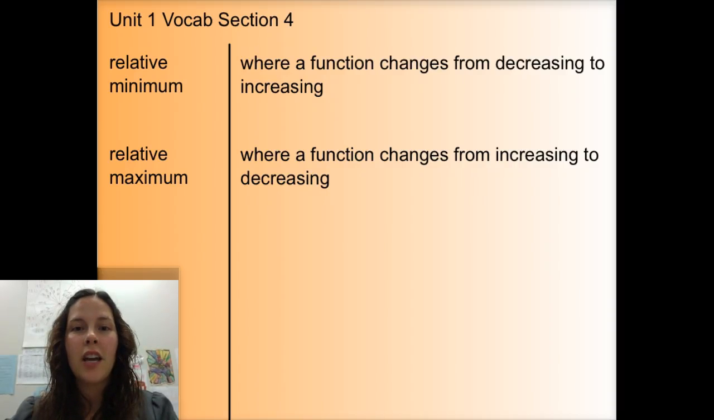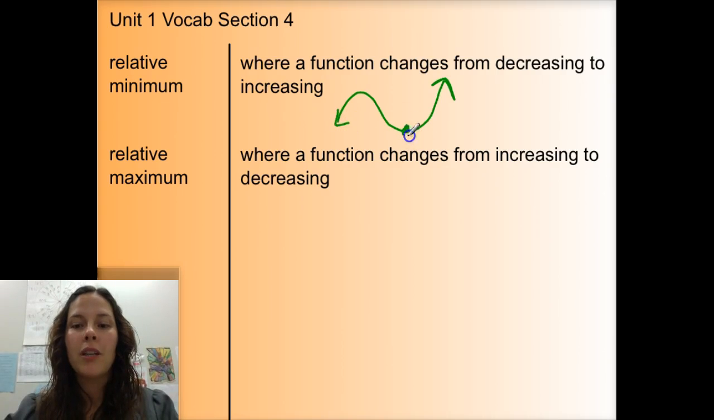Next, we're taking a look at what are called relative maximums or relative minimums, and it's a turning point on a graph. So a relative minimum would be a function that might curve a little bit, and the minimum would be a low point. Now this is called a relative minimum because for my example, the graph does continue to decrease, so it's not an absolute minimum.